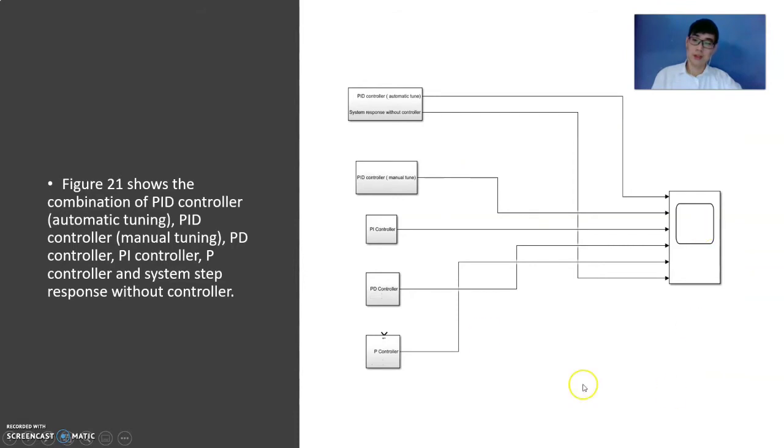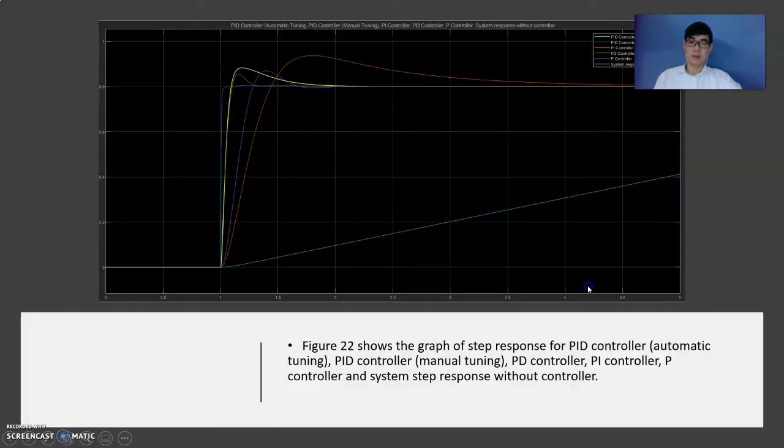Okay, so figure 21 shows the combination of the PID controller with automatic tuning, manual tuning, the PI controller, PD controller, and the P controller. So all of this we will see in the scope and observe their step response. So figure 22 shows the graph of the step response for PID controller with automatic tuning, PID controller with manual tuning, PD controller, PI controller, P controller, and the step response without the controller.